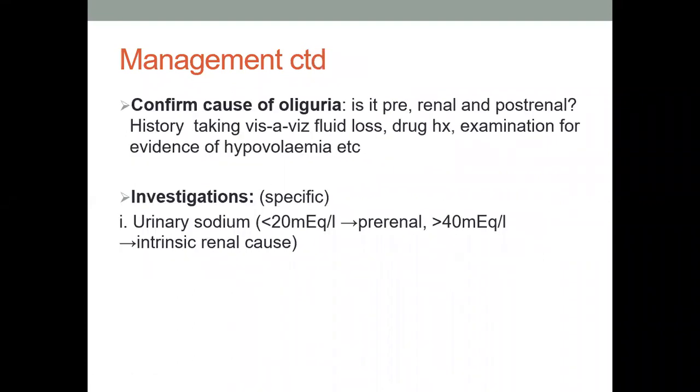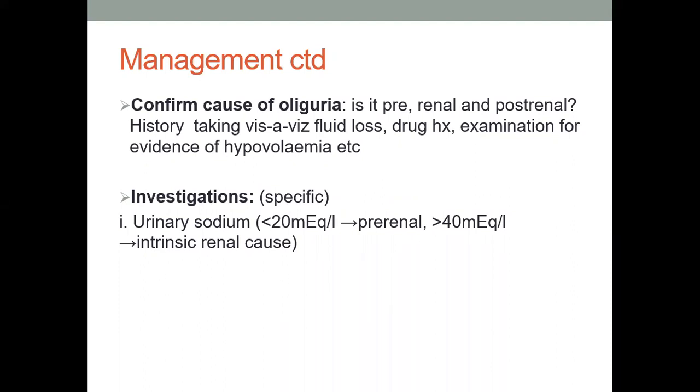Okay, you want to confirm the cause of oliguria. Is it pre-renal, renal, or post-renal? And this you can do via history taking. Is there any history of fluid loss? Has there been vomiting and diarrhea? Has there been hemorrhage? Or has there been limited access to fluid? You want to examine for evidence of hypovolemia.